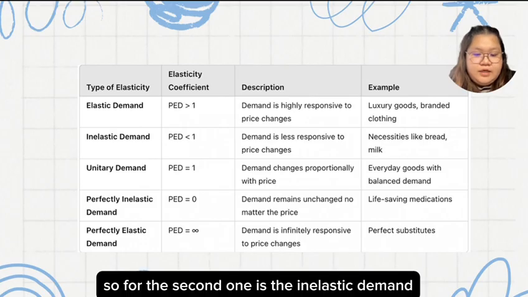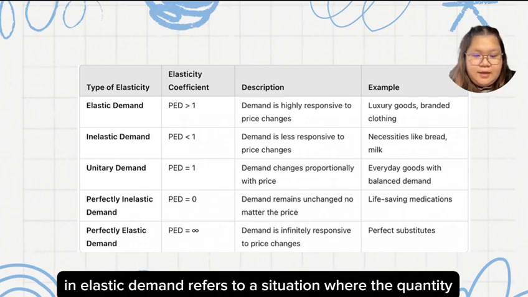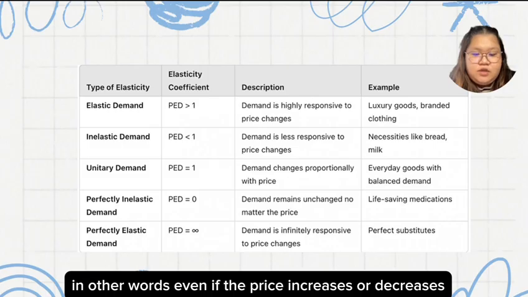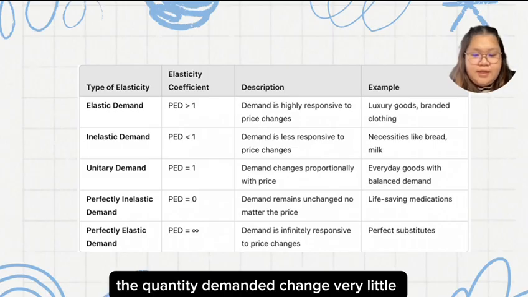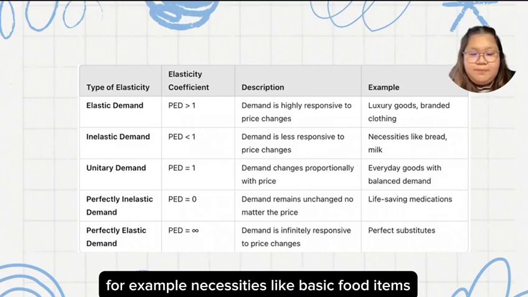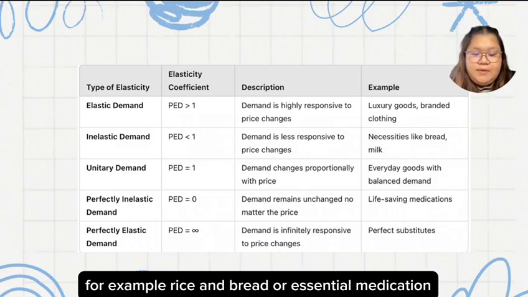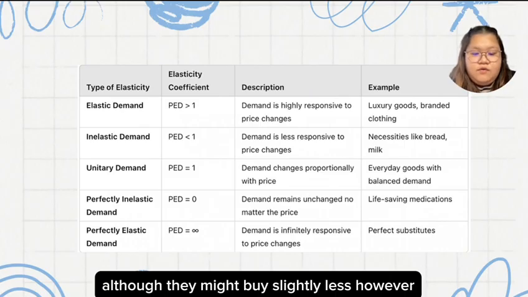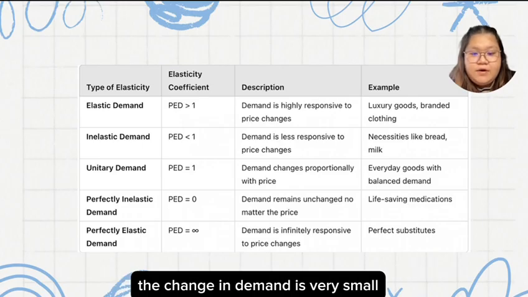So for the second one is the inelastic demand. Inelastic demand refers to a situation where the quantity demanded of a good or service is not very responsive to price changes. In other words, even if the price increases or decreases, the quantity demanded changes very little. So the elasticity coefficient PED is less than 1. For example, necessities like basic food items, for example, rice and bread, or essential medication, if the price of bread increases, consumers will still buy it, although they might buy slightly less. However, the change in demand is very small.